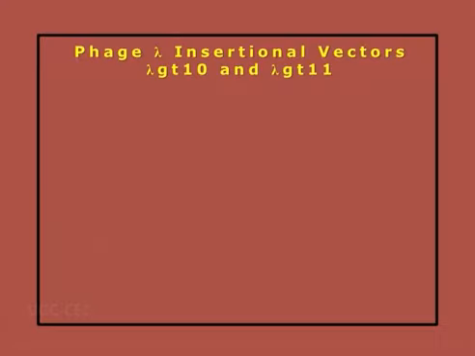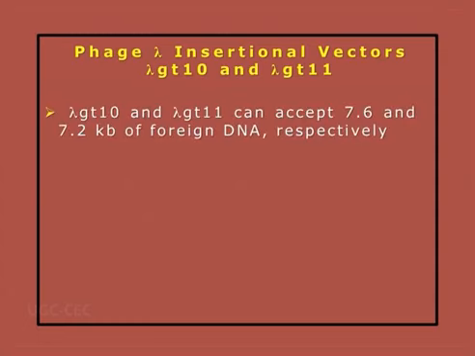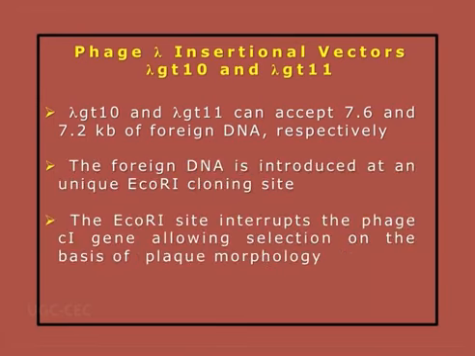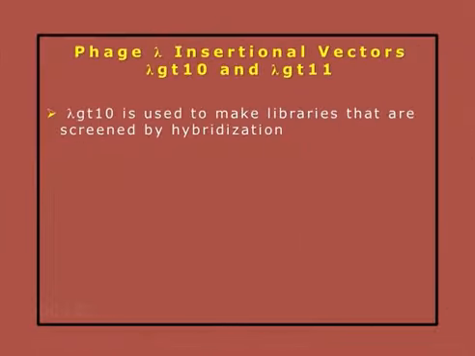Next, the most important lambda insertion vectors that are used are lambda gt10 and lambda gt11. The good part is that in lambda gt10 we can package 7.6 kb of DNA. Then in lambda gt11 we can package about 7.2 kb of foreign DNA. The foreign DNA is introduced at a unique EcoRI cloning site, and lambda gt10 is used to make libraries that are screened by hybridization.